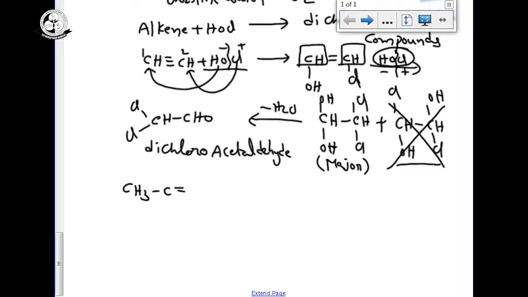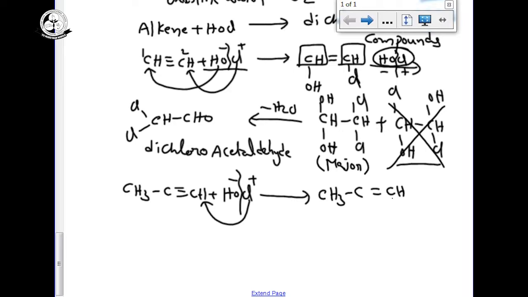See another example, CH triple bond C CH3, plus I am adding HOCl. So follow the Markovnikov rule. Unsymmetrical alkenes can follow the Markovnikov rule. Minus plus: the plus will be attached to the multiple bonded carbon atom having more number of hydrogens. Now here this is correct. So CH3, C double bond CH. Chlorine addition here is correct, and OH addition here is correct.